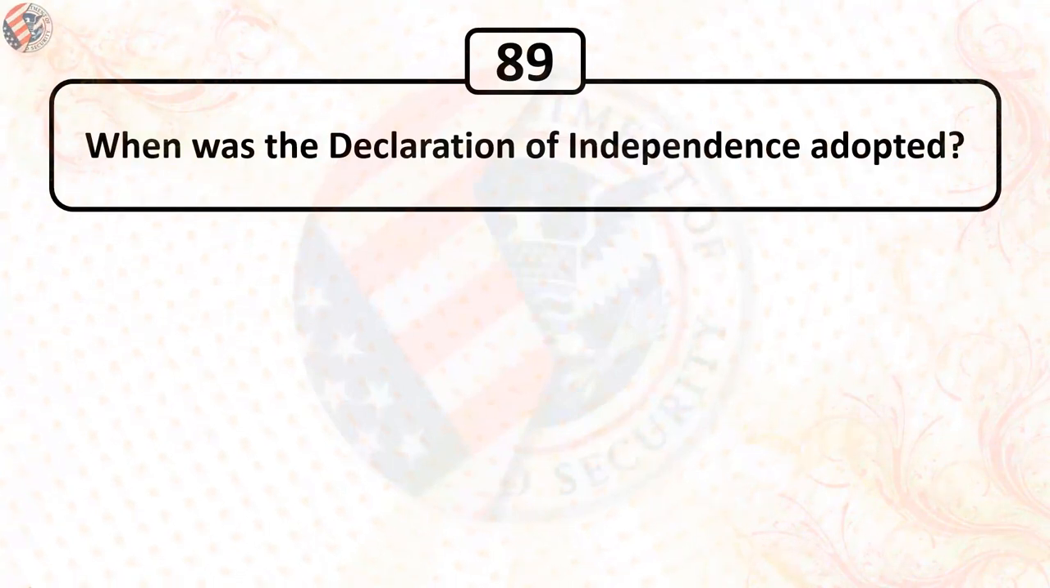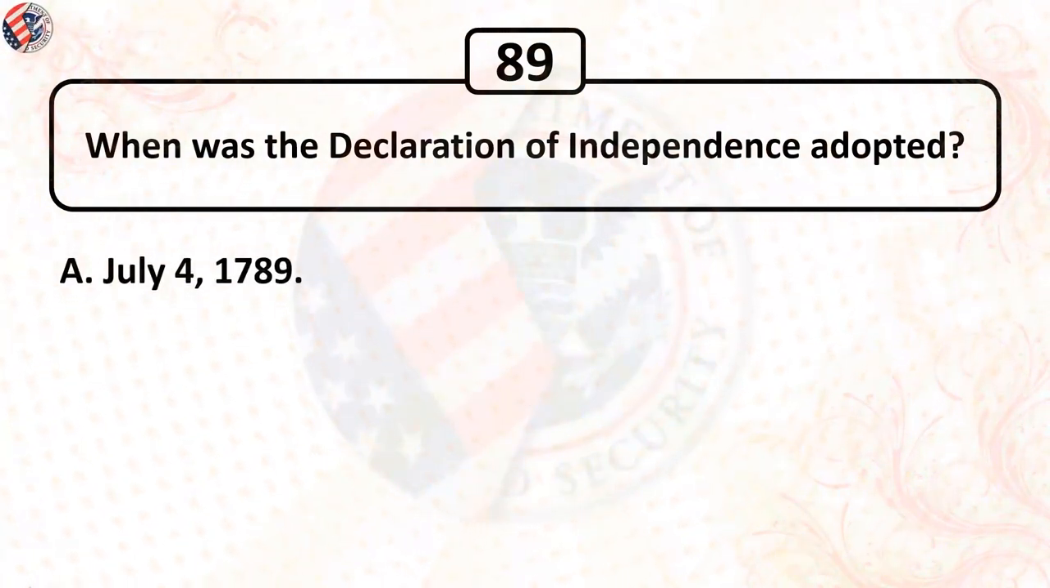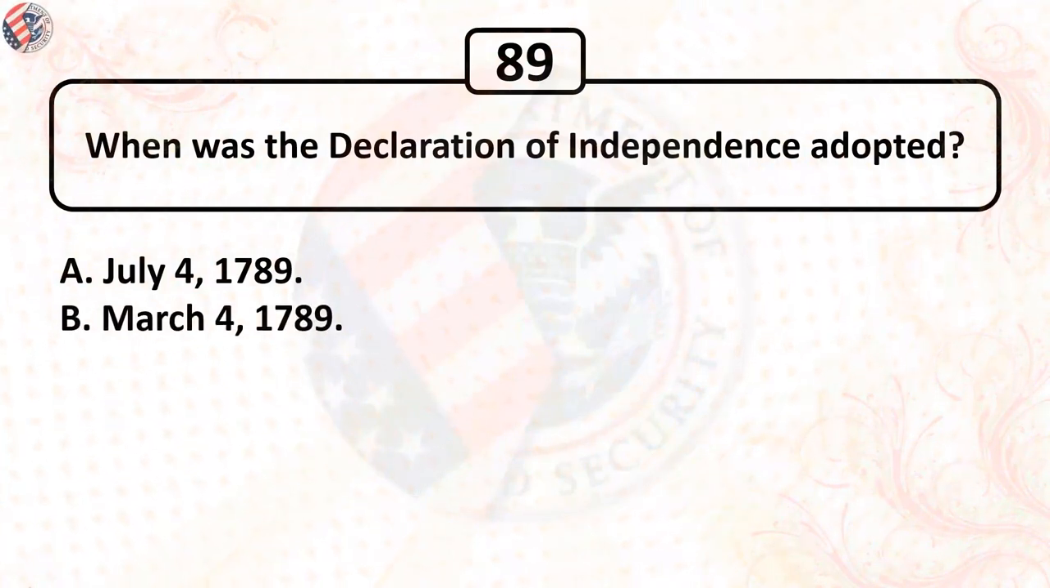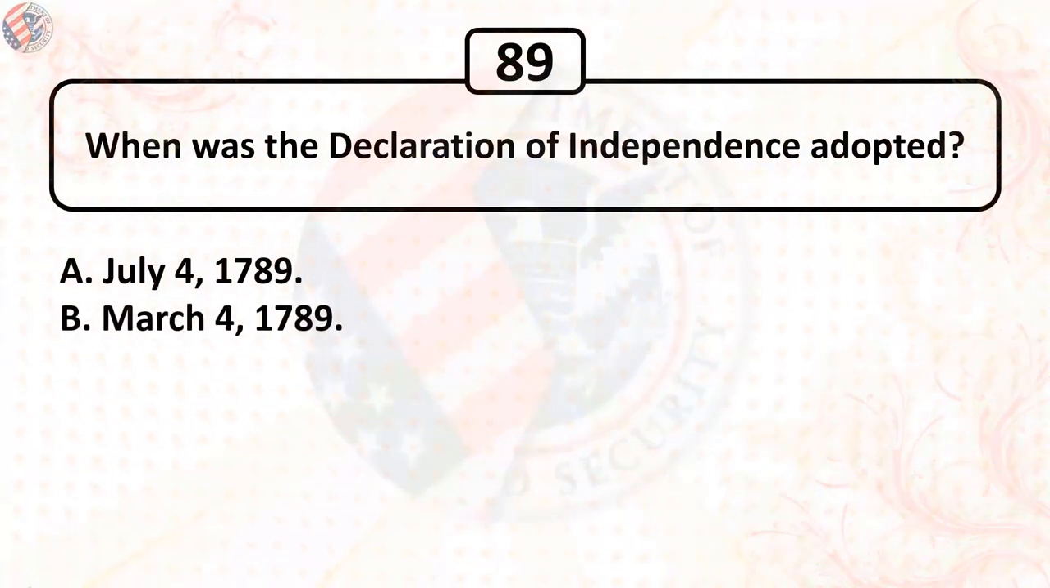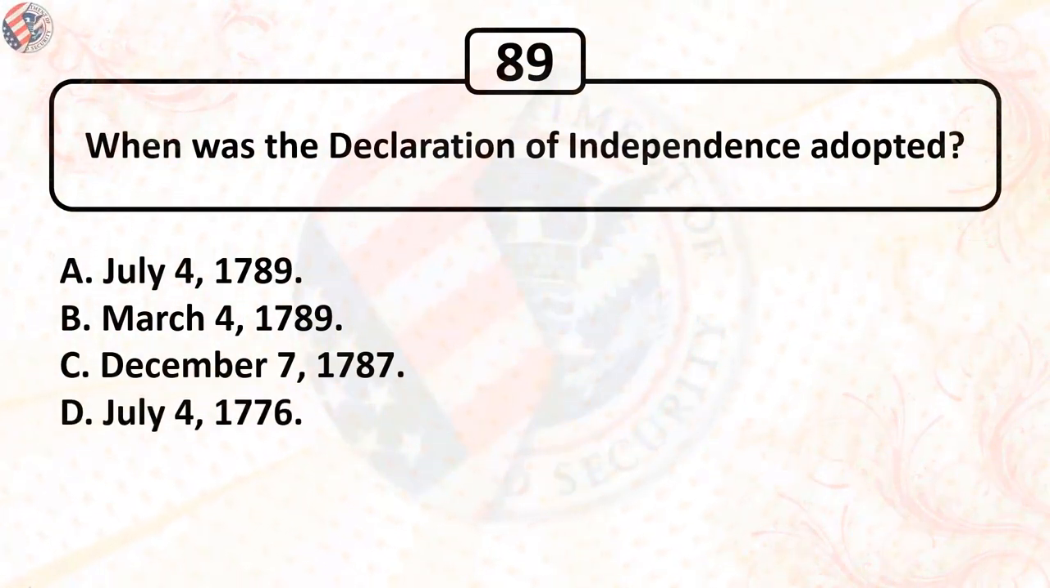When was the Declaration of Independence adopted? A. July 4, 1789. B. March 4, 1789. C. December 7, 1787. D. July 4, 1776.